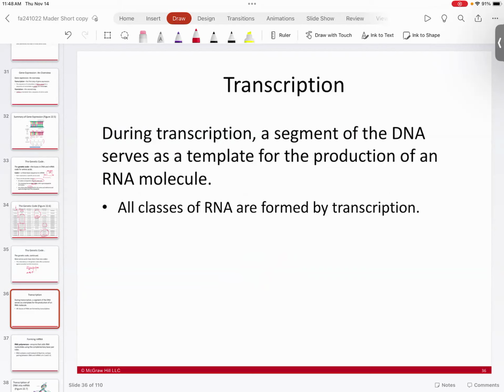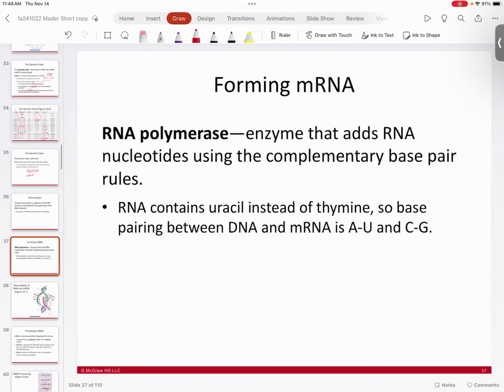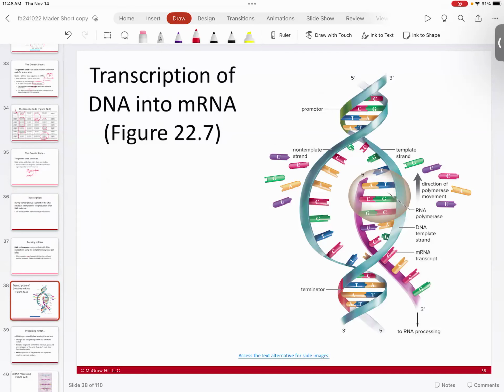Now then, when you take a look at the mechanism of transcription, a segment of the DNA, one strand, will serve as a template for the production of the RNA molecule. And then ultimately, all of your classes of RNA, whether it's mRNA, rRNA, tRNA, or whatever, is going to be formed by transcription in this process. The first thing we have to start with is our RNA polymerase. This is the enzyme whose job it is to add the RNA nucleotides using these complementary base pair rules. For instance, in this case, it swaps out a uracil for the thymine. So this is kind of what it looks like.